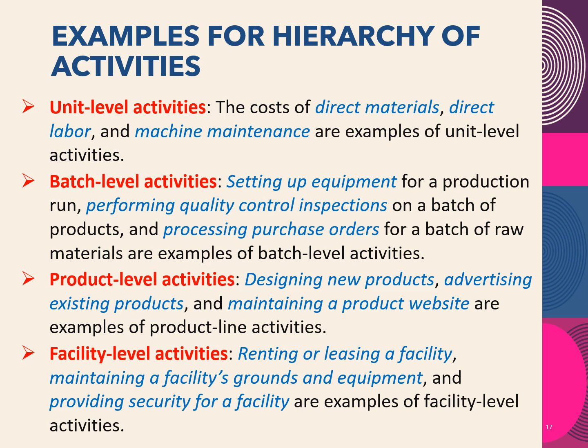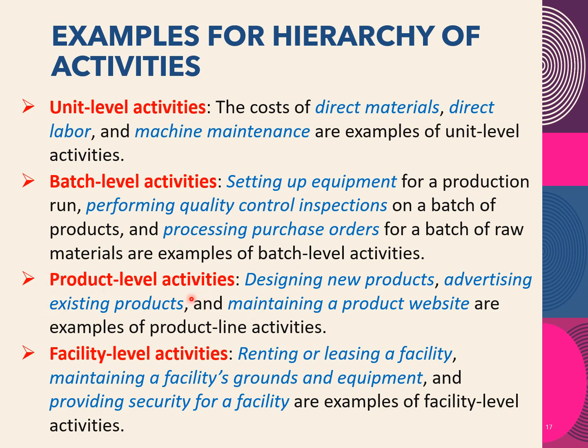Here are more examples for hierarchy of activities. Unit-level activities: the cost of direct materials, direct labor, and machine maintenance are examples of unit-level activities. Batch-level activities, such as setting up equipment for a production run, performing quality control inspections on a batch of products, and processing purchase orders for a batch of raw materials. They are all examples of batch-level activities.